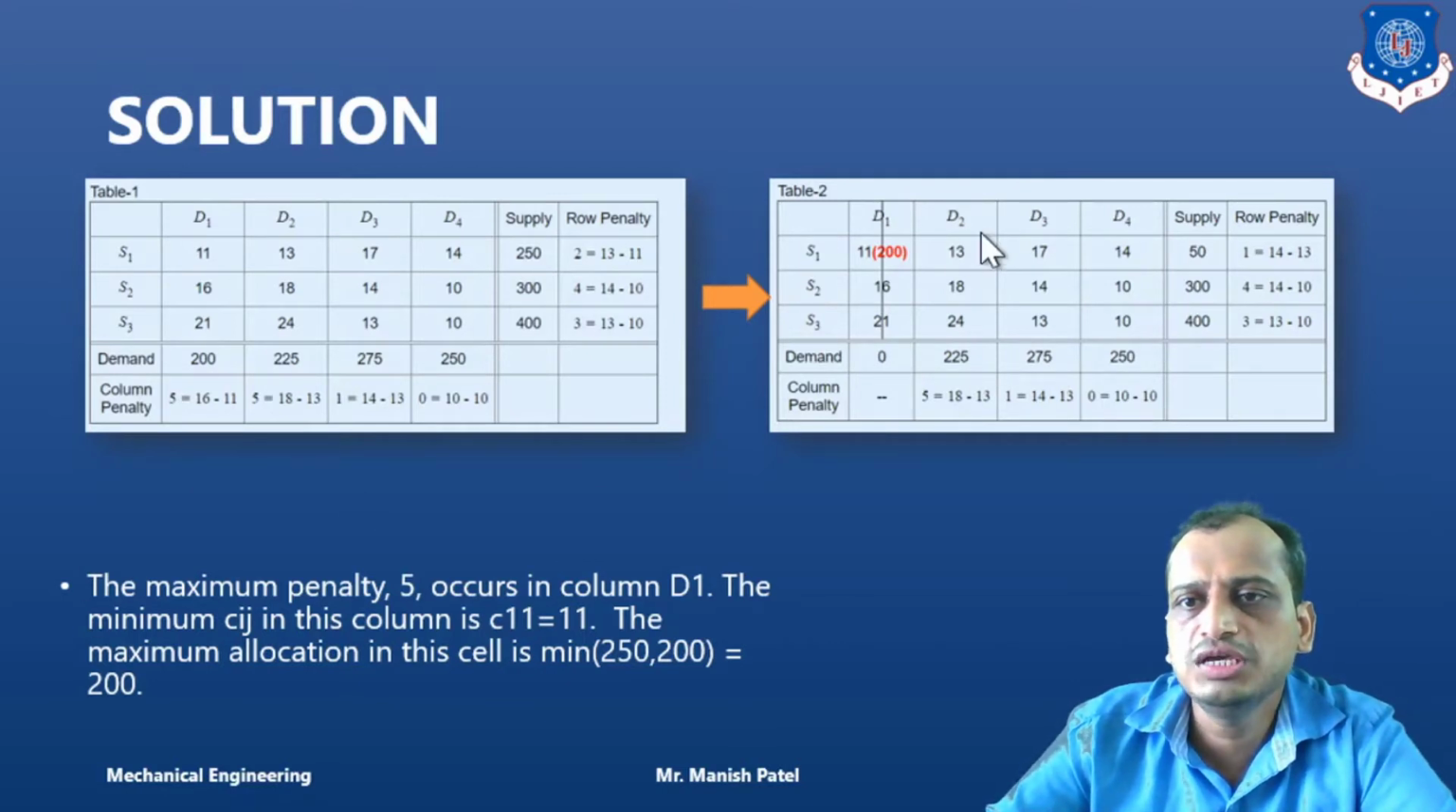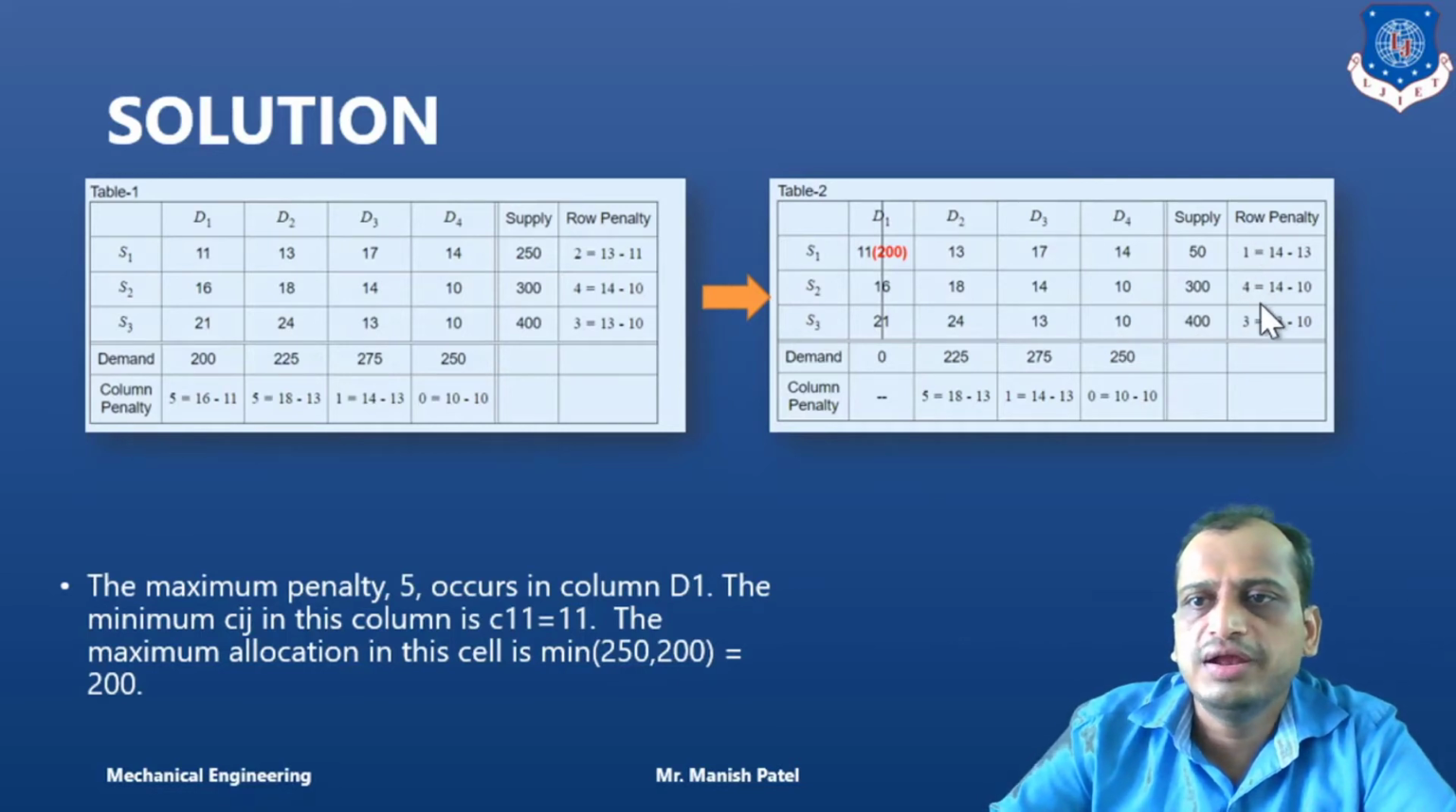So here, if you see, 14 minus 13 is equal to 1. That is the row penalty. Same, 14 minus 10 is 4. And accordingly we will find out the row penalties and column penalties. Here for the column, we have 13 as the lowest and the second lowest is 18. So 18 minus 13 is 5.